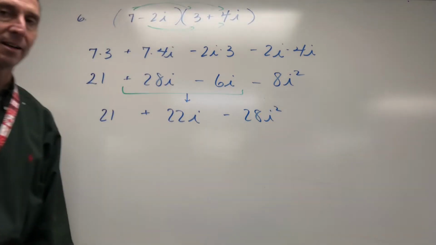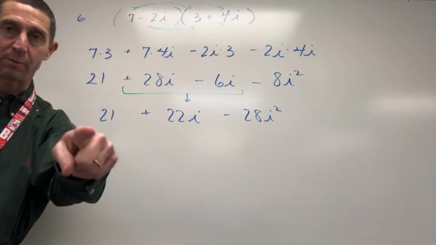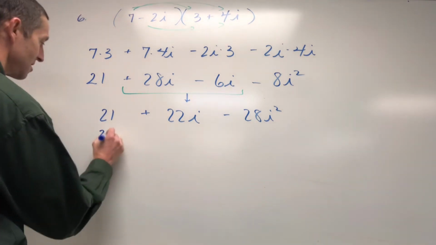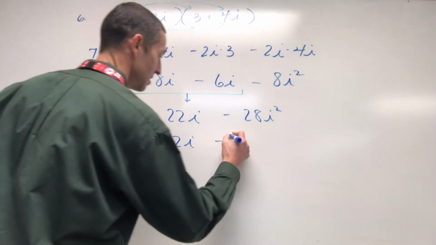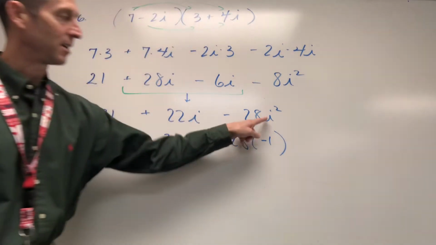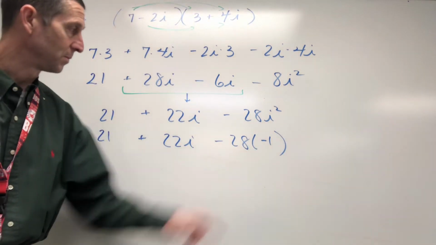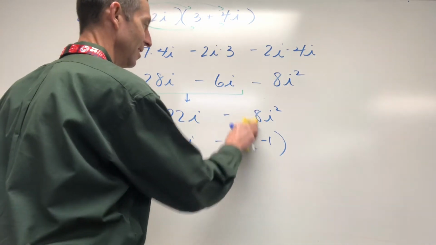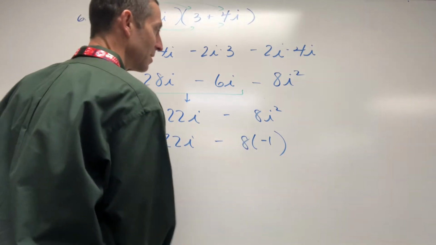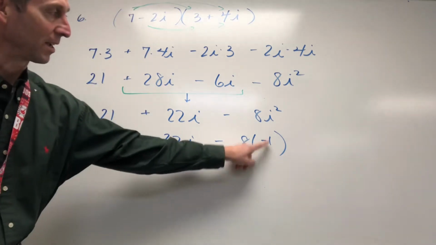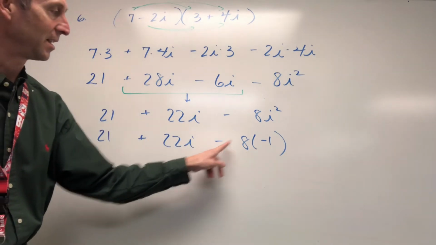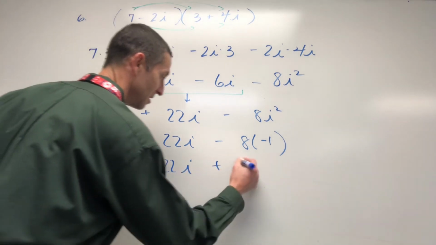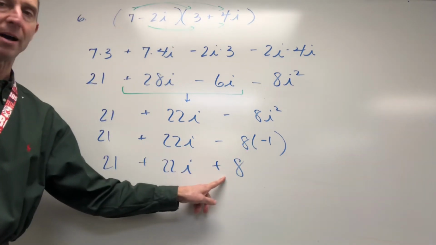All right, now let's get down to the I squared. For the rest of your life, I squared, negative 1. He's out. I squared is out, negative 1 is in. Hold on, guys. That's 8. I wrote 28 there. Sorry about that. It's still just 8. Okay, I squared's out, negative 1 is in. Negative times negative becomes positive. So a negative times negative gives me positive 8.